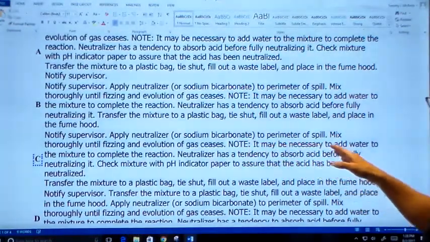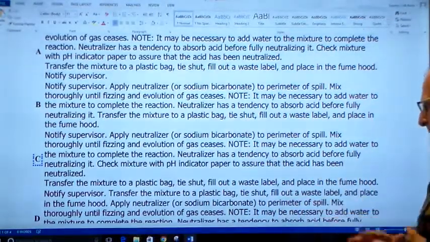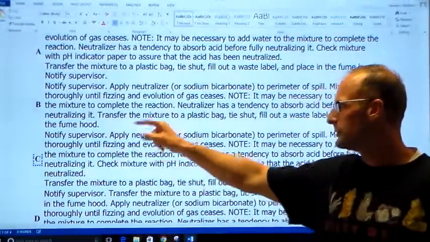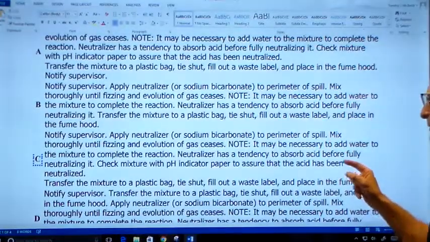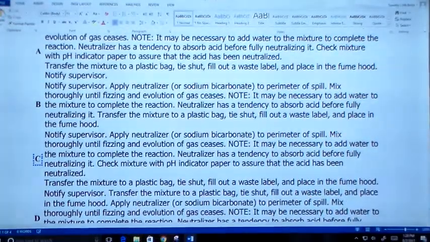It may be necessary to add water to the mixture to complete it. Neutralizer has a tendency to absorb acid before fully neutralizing it. Then last, check the pH, or the pH indicator. Again, the steps are notify supervisor, apply the neutralizer, may have to add some water, check the pH of the solution.